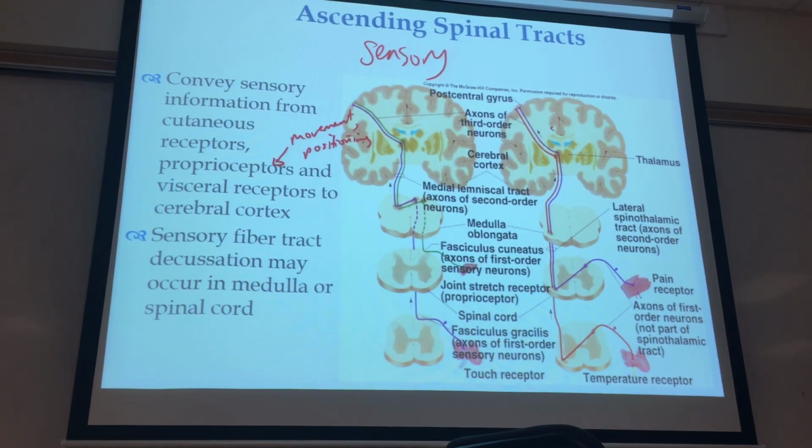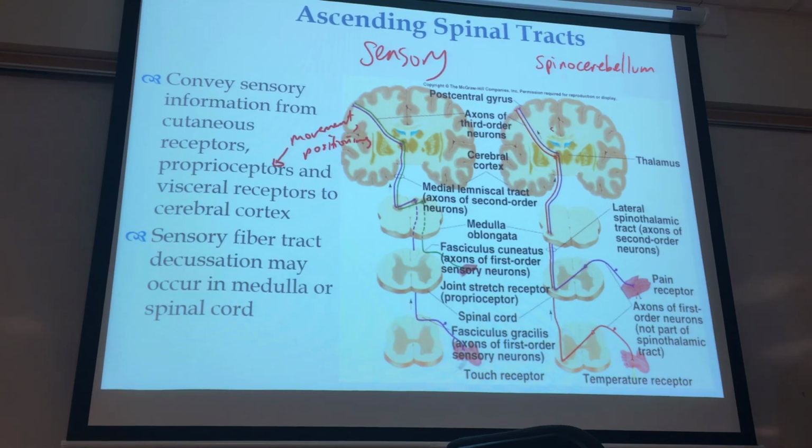And looking at some of these, if you take a look at spinocerebellar, for instance, we're going from the spine to the cerebellum. So spinocerebellar tracts have information that's traveling from the spine up to the cerebellum. And what type of information is that conveying? Is it sensory or motor? Sensory. So things that travel to the cerebellum are involved in sending sensory information to the cerebellum.